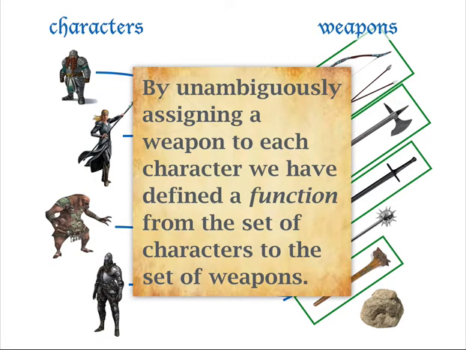It's an unambiguous assigning of a weapon, in this case, an element of the set on the right-hand side, to each element of the set on the left-hand side, a character. So having chosen one unique weapon for each character, that's a function, okay?